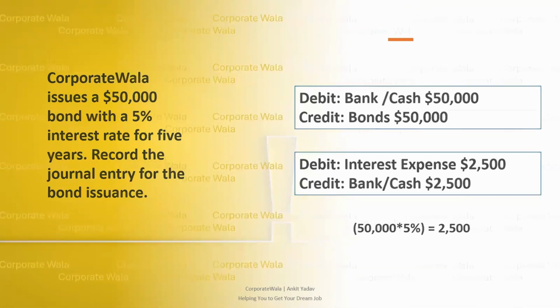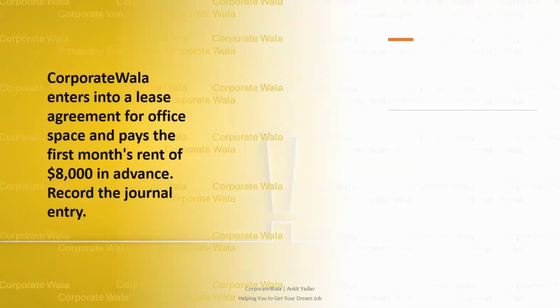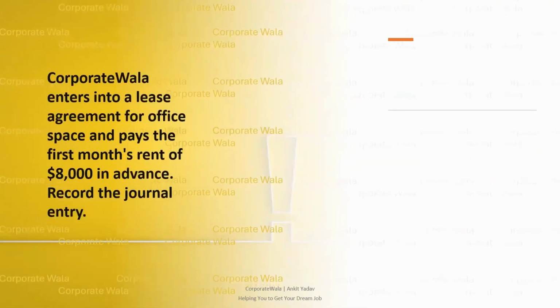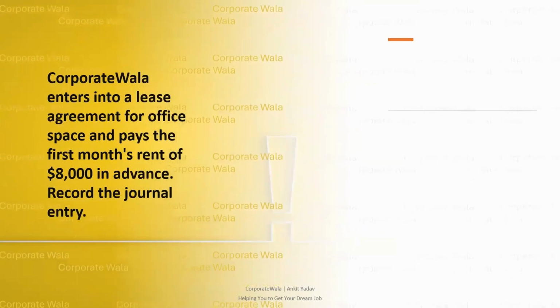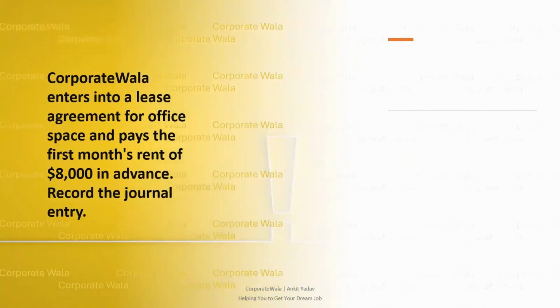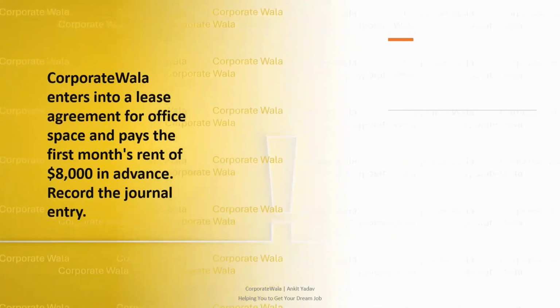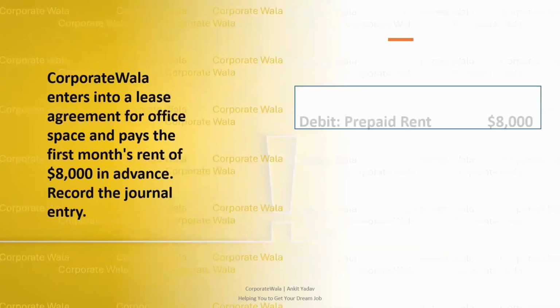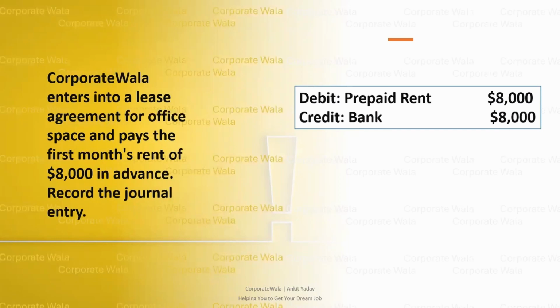Okay, moving ahead. Now let's talk about our second journal entry, which is: Corporate Wala enters into a lease agreement for office space and pays the first month rent in advance of rupees 8,000, and we need to book this journal entry. So in this case, what will be our journal entry? We will debit the advance rent or prepaid rent, and we will credit the bank or cash account by 8,000.